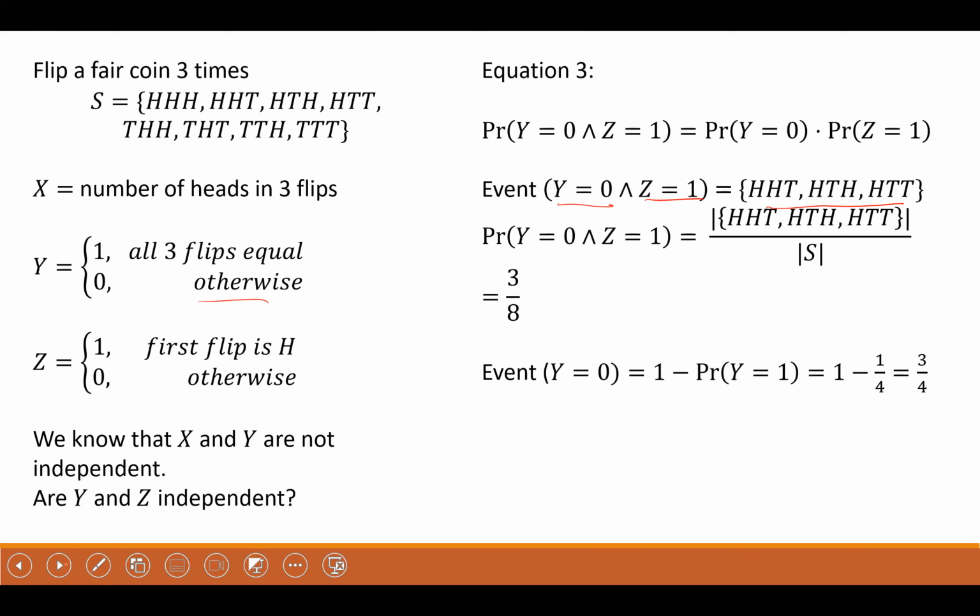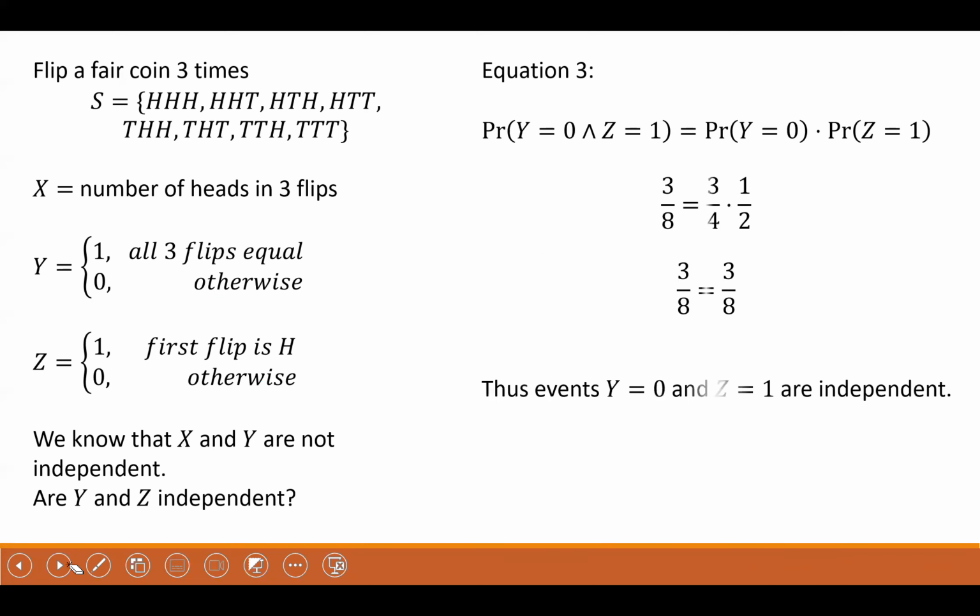The probability that y equals 0, again, because there's only 2, I can use the complement rule. 1 minus the probability that y equals 1, or 3/4. And my event z equals 1 is, of course, 1/2. So yeah, I have 3/8 on the left-hand side and 3/4 times 1/2 on the right-hand side. When I multiply those together, I get 3/8. So yes, these events are also independent. So yeah, one last equation to prove.